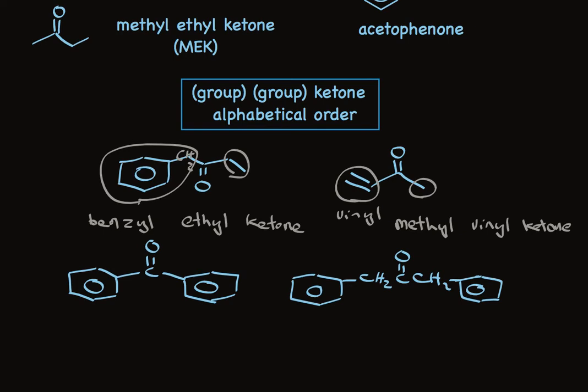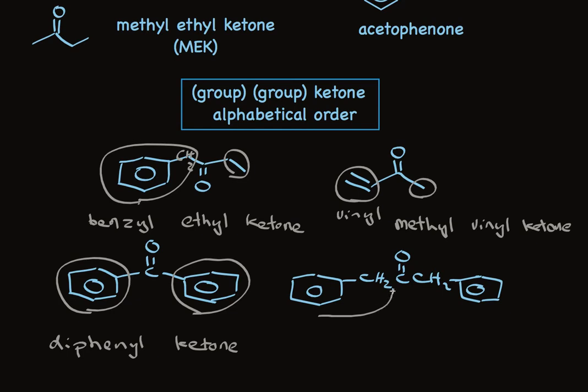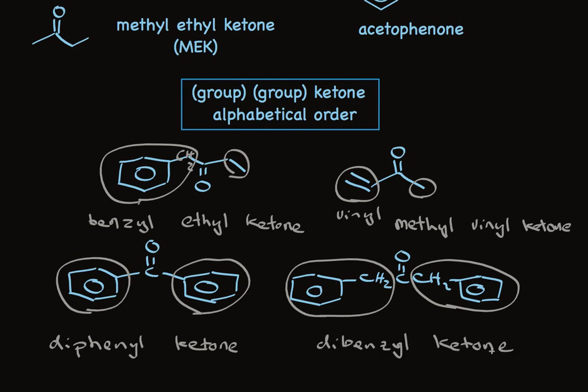And finally, when you have 2 groups that are the same, you can call it di something or other. Here are 2 phenyl groups, and I picked this on purpose to make sure you understand that this is called a phenyl group, not a benzyl group. It's a benzene ring that's attached to the ketone, but it's not called a benzyl group, it's called phenyl. So this is diphenyl ketone. 2 words. And here's the benzyl group. There are 2 of them attached to this carbonyl. So it's dibenzyl ketone. Okay, common names of ketones are really easy.